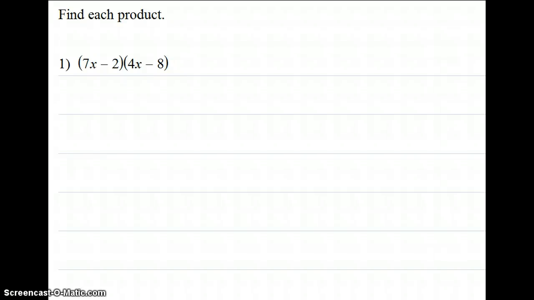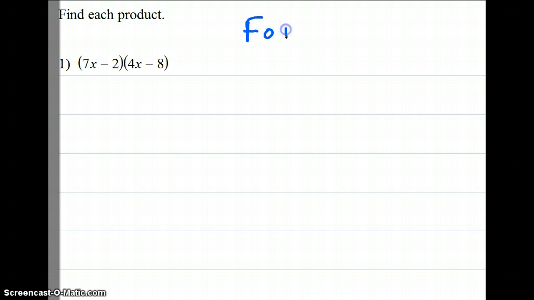Today we're going to do something a little bit easier than what we've been doing, and this is to find the product of a binomial. So you might recall that in algebra we did what was called the FOIL method. Why did we do that?